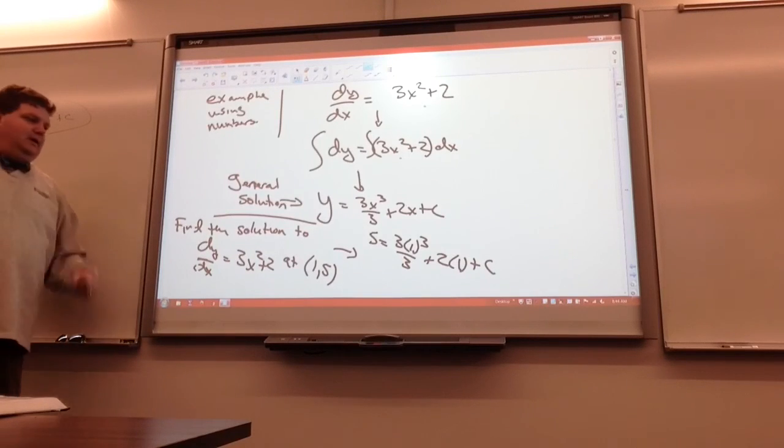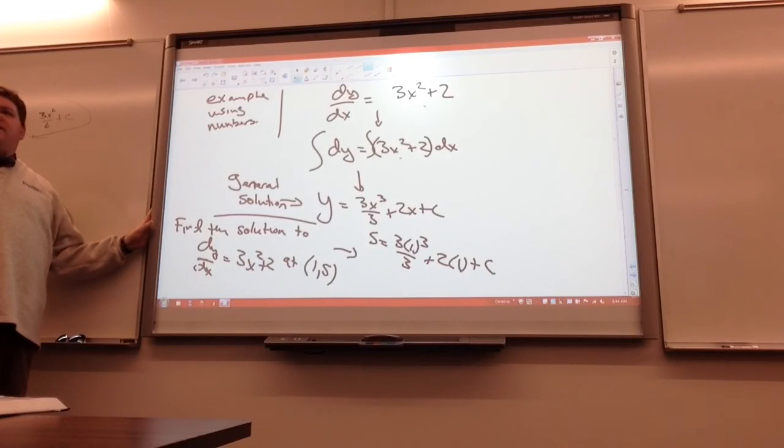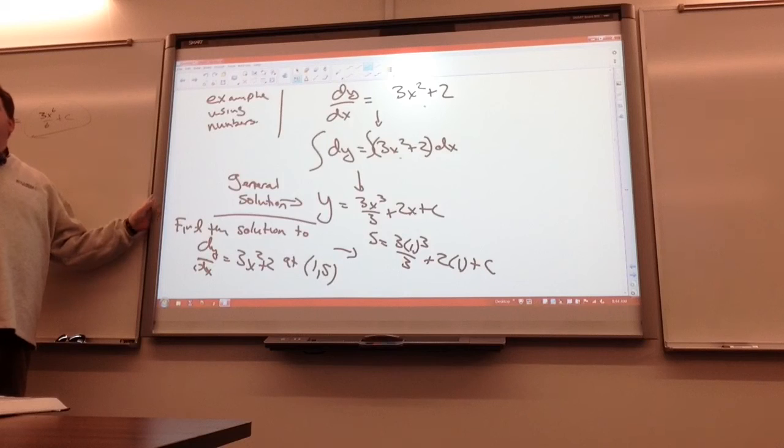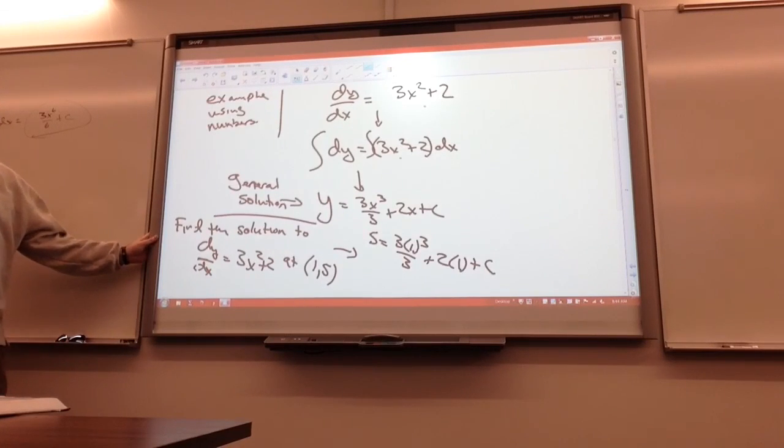But that brings us to something known as the slope field, which we'll look at tomorrow in class. Which is basically a graphical representation of what the equation does for various points as you move through.